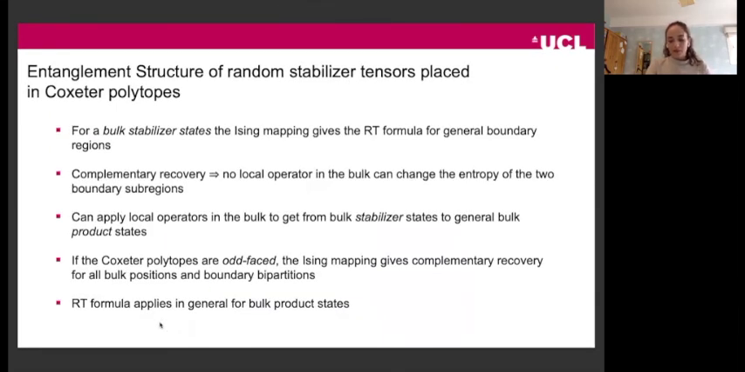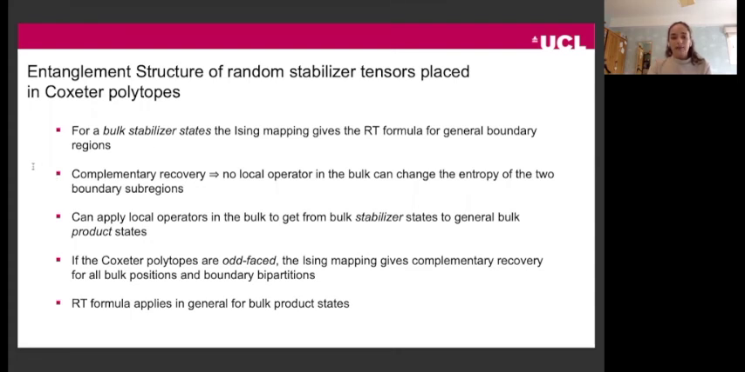So using this method with random stabilizer tensors, but in Coxeter polytopes, just to see how this would go through. It was immediate that if we have bulk stabilizer states, the Ising mapping gives the Ryu-Takayanagi formula for general boundary regions, which is good, but we might not want to restrict ourselves to stabilizer states. So in order to get a more general result, we had to bootstrap via complementary recovery.